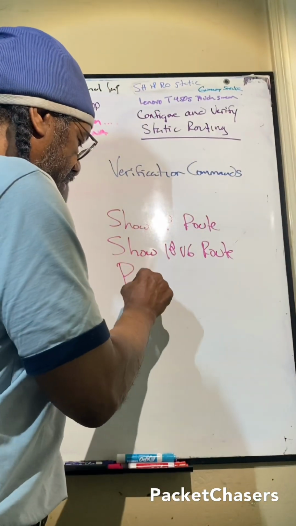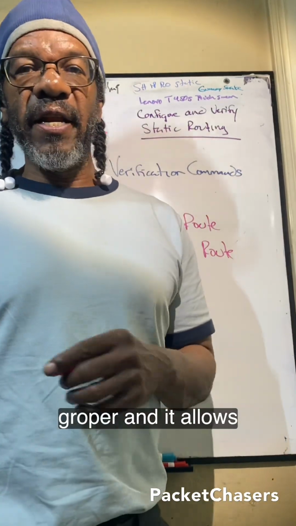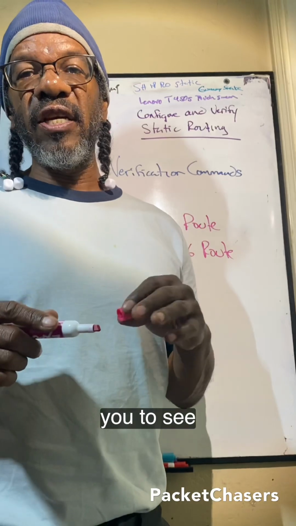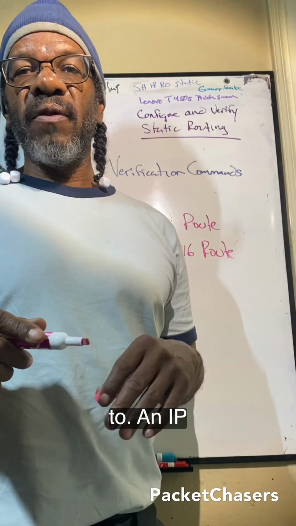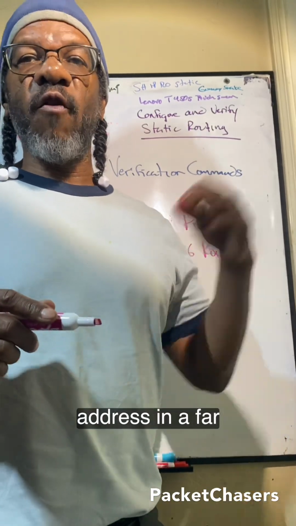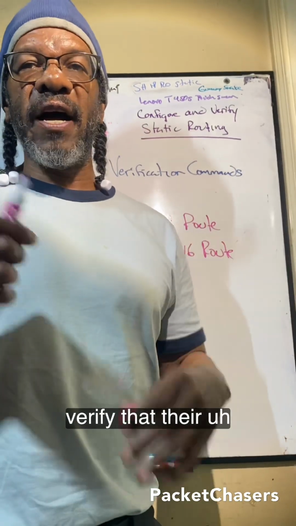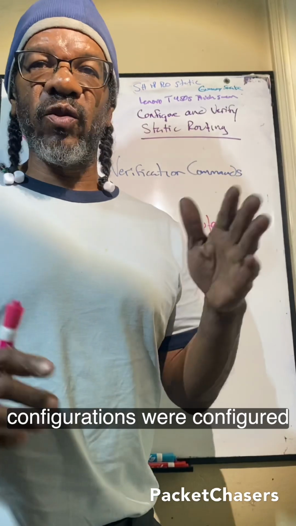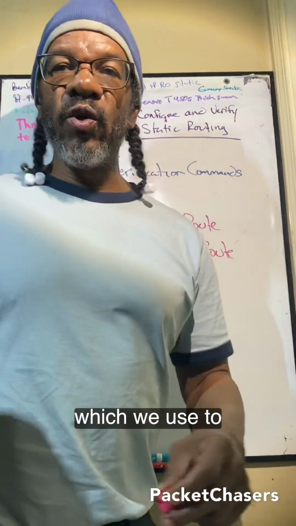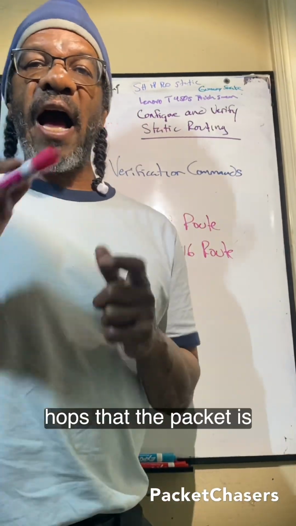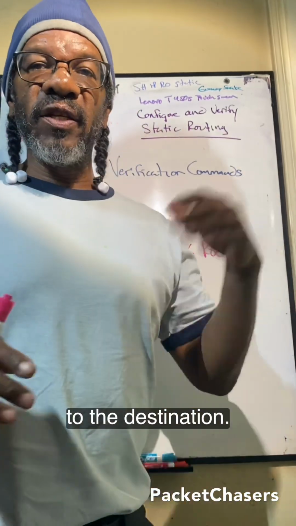Ping. That stands for Packet Internet Groper, and it allows you to see if you can signal or talk to an IP address in a faraway autonomous network. That's how people use ping a lot to verify that their configurations were configured correctly. And then we have traceroute, which we use to trace the specific hops that the packet is taking along the way to the destination.